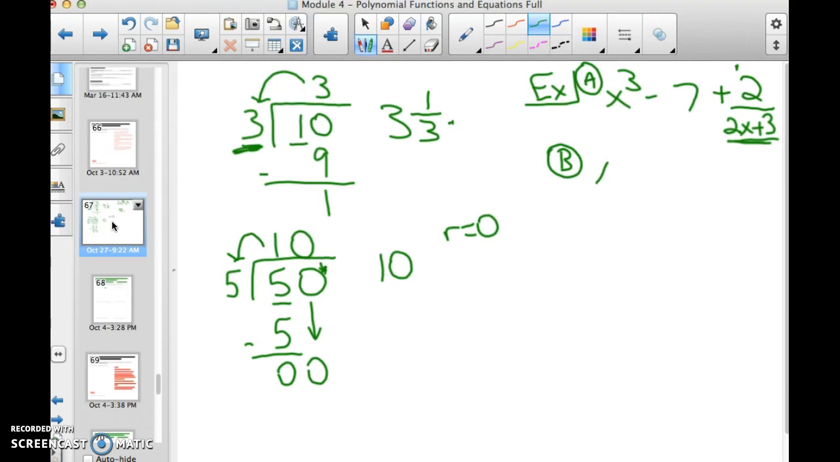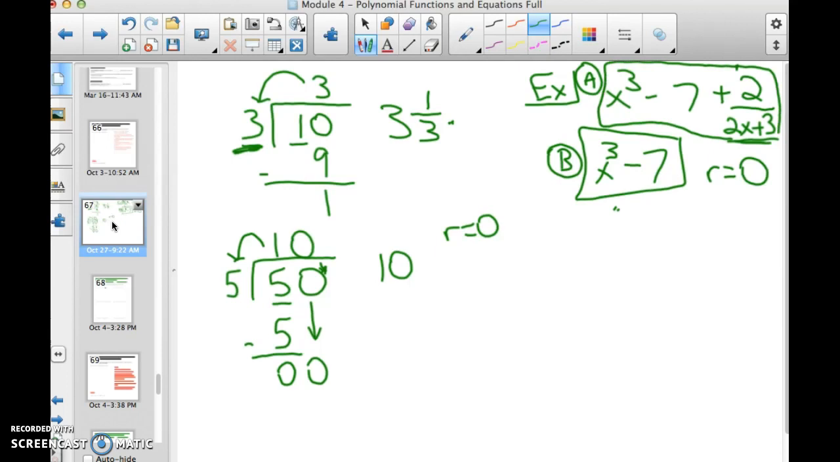Another example you could have is just x cubed minus 7 with no remainder. If this is our final answer and it has a remainder of 0, then whatever factor I divided by of that polynomial is indeed a factor of that polynomial. Alright, so those are two types of answers you could get. One without a remainder and one with a remainder. And please note that if you do have a remainder, you need to either add it or subtract it.